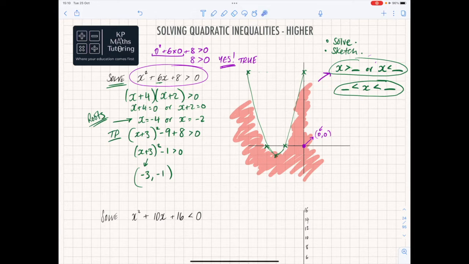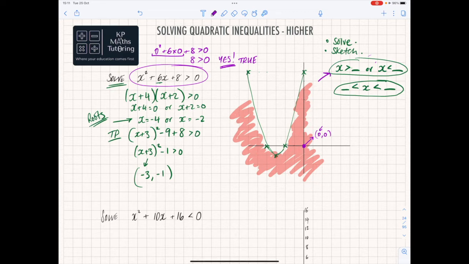So I'll recap what I've just done. I've chosen 0, 0, that origin point there. x is 0, so I substitute 0 into x. So 0 squared is 0, plus 6 times 0, which is 0, plus 8 is 8. Is 8 greater than 0? Yes. So because that is true, I must shade this point. And I shade outside the parabola.